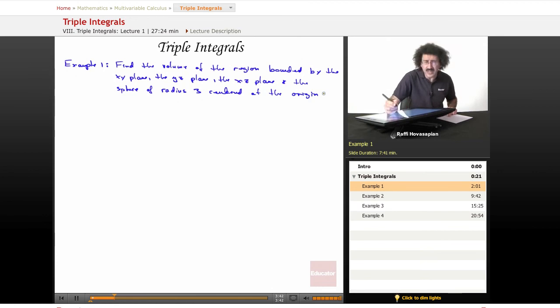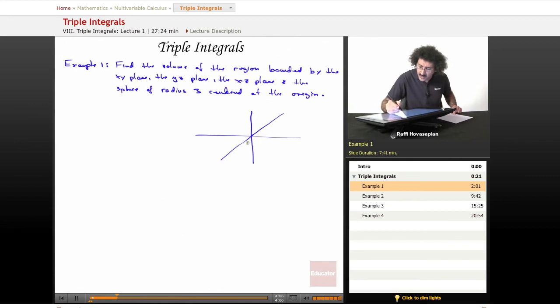So in this particular case, they didn't really give us a lot of information. There's no real equations. They're just giving me things by which it's bounded. They're expecting me to know the equation for a sphere of radius 3, and the xy, yz, xz planes. So let's talk about what this looks like. Let me draw my 3-dimensional xyz coordinates. So this is going to be my y-axis, this is my x-axis, and this is my z-axis.